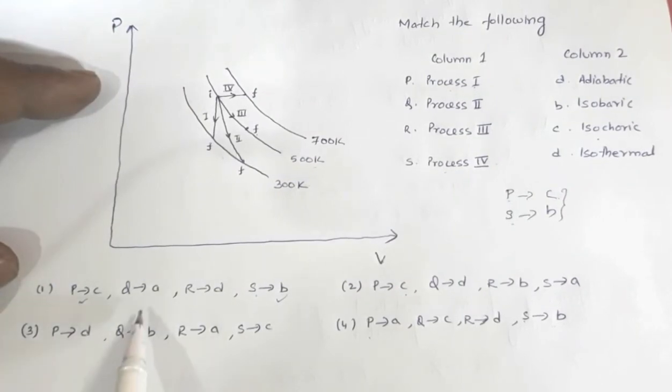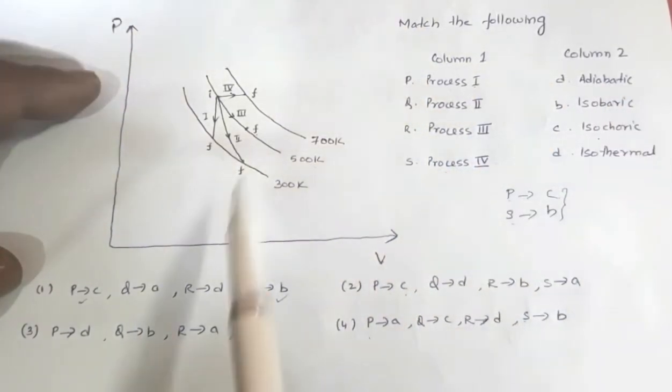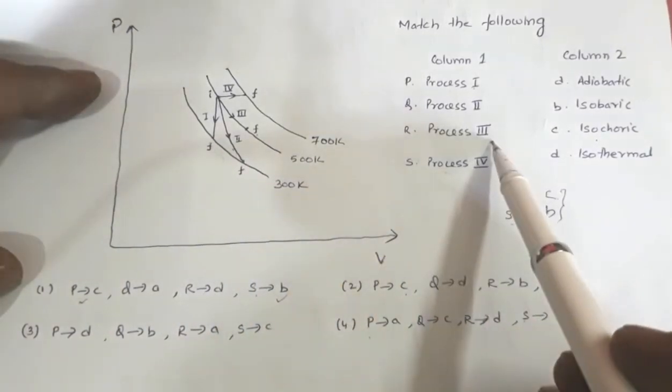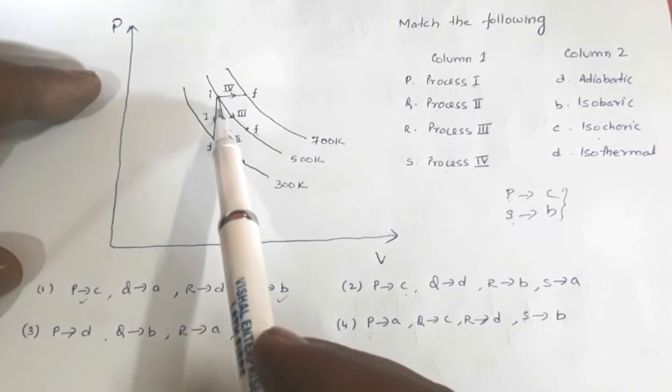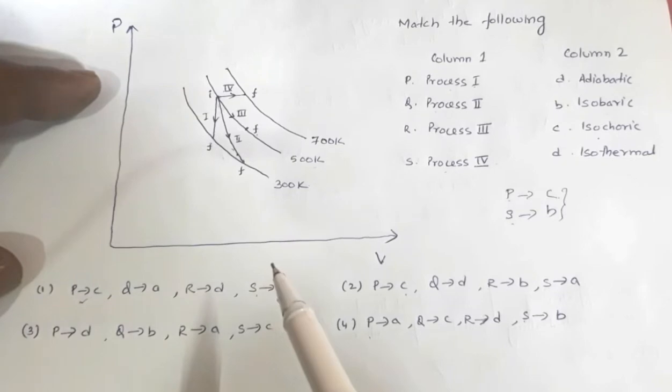Let us now verify the other two conditions also. Q to A, process 2 to A, and R to D. That means process 2 is adiabatic and process 3 is isothermal.